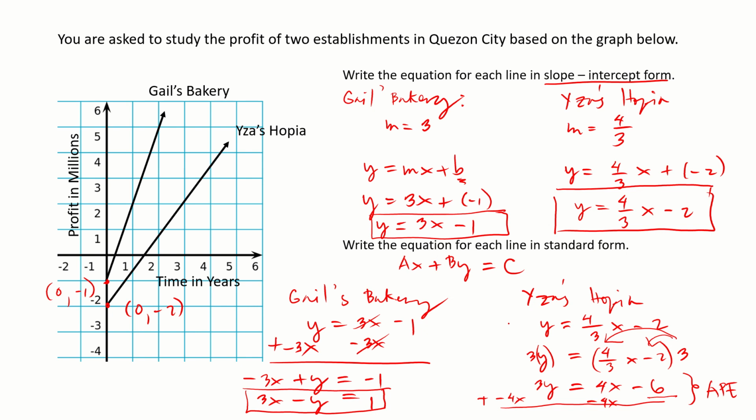Okay, since we don't have enough space, perhaps I can just write it here. Continuation. So that will result to -4x plus 3y is equal to -6. And as I said, the leading coefficient, we encourage you to write it in positive. So we need to multiply -1 in both sides. That will become 4x minus 3y is equal to 6. So this is now the equation of the line for Isa's Hopia. That's 4x minus 3y is equal to 6.